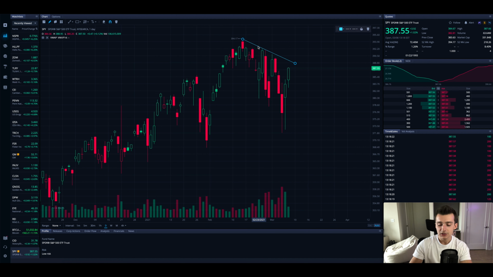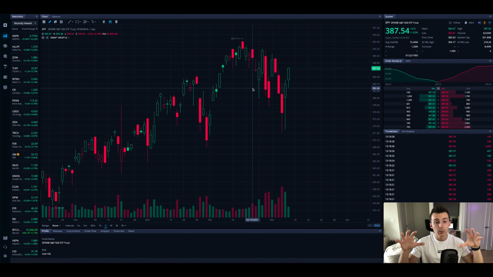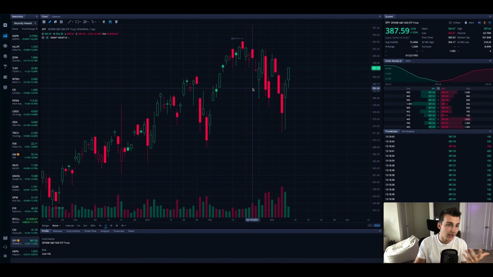So the first thing that I want to do is explain how I draw these lines, and the platform I'm using. The platform that I am using right now is Webull Desktop. If you're using the same platform, awesome, you can follow right along. If you're using a different platform, there's going to be a different drawing tools section, but pretty much the basics are going to be the same.